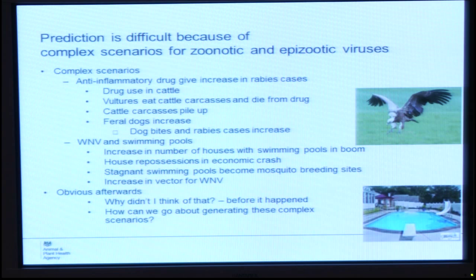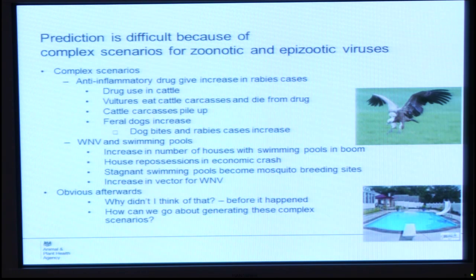The prediction, though, is so difficult of these complex scenarios because they're so complex. So who would have thought that there was any relationship between use of an anti-inflammatory drug in cattle and increase in rabies cases in Italy? Well, the drug was used illegally in cattle, but it kills the vultures, and there were millions of these vultures in Italy, and they were reduced to the low thousands, perhaps even the hundreds. So we're talking a massive reduction in the vultures, which ate the cattle carcasses, which then piled up, which was great food supply for dogs. So feral dogs increased, and that meant there were more dog bites and more rabies cases.